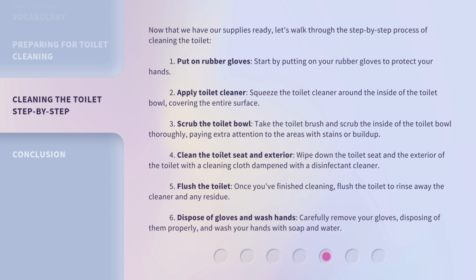Take the toilet brush and scrub the inside of the toilet bowl thoroughly, paying extra attention to the areas with stains or buildup. 4. Clean the toilet seat and exterior. Wipe down the toilet seat and the exterior of the toilet with a cleaning cloth dampened with a disinfectant cleaner. 5. Flush the toilet. Once you've finished cleaning, flush the toilet to rinse away the cleaner and any residue.